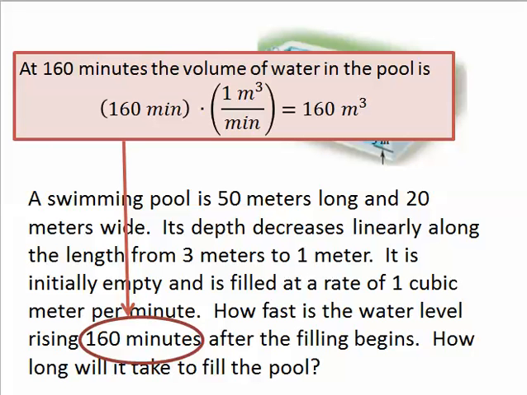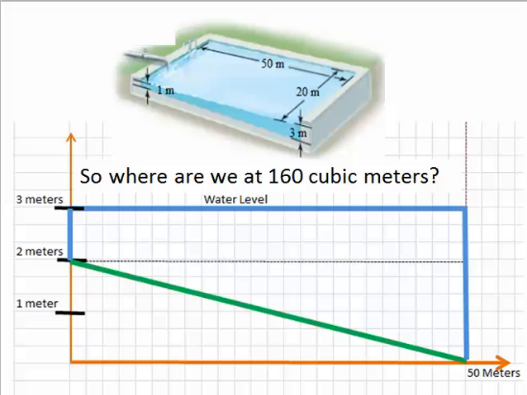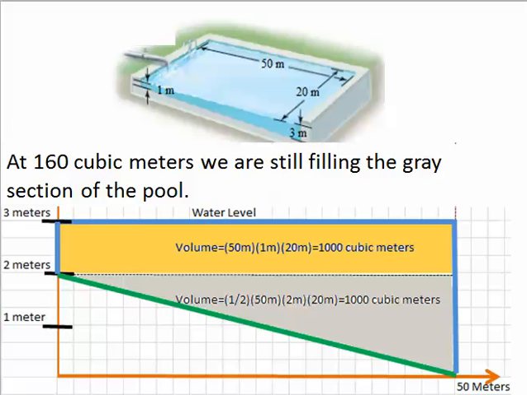Well, at 160 minutes, the volume of water in the pool is 160 cubic meters. So where are we at 160 cubic meters? Well, let's just look at the geometry of it. The rectangular region gives us 50 times 1 times 20, or 1,000 cubic meters. The triangular region also gives us 1,000 cubic meters. So at 160 cubic meters, we're really still in the gray area, and so the geometry of what we're looking at is the geometry of a triangle.